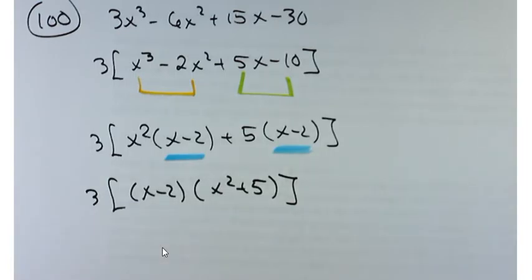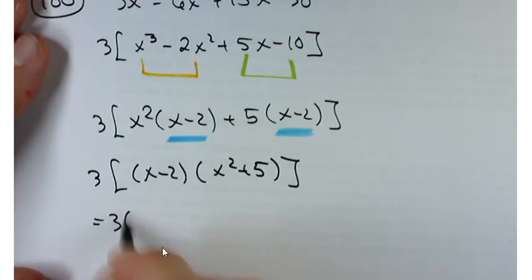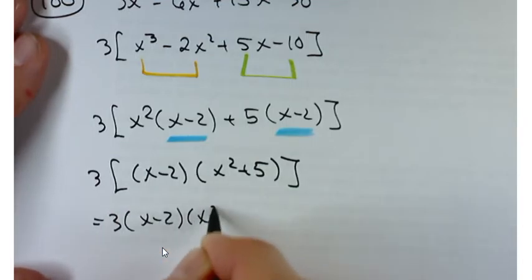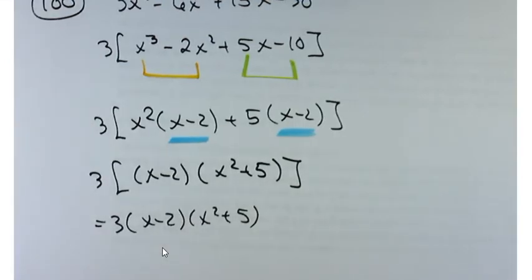Yay. And you can write it again without the extra brackets. 3 times x minus 2 times x squared plus 5. Either one at the end here is fine. Both of them are fine for me. Looks good.